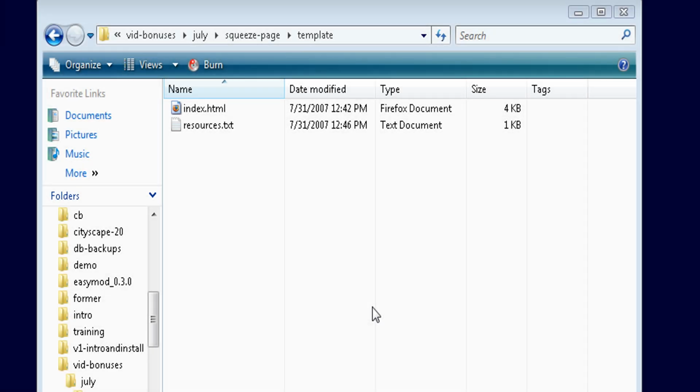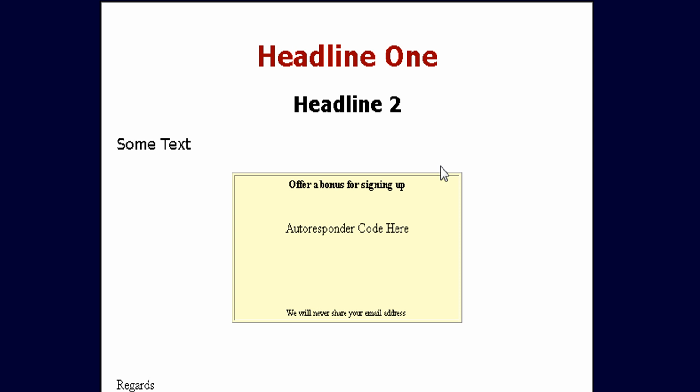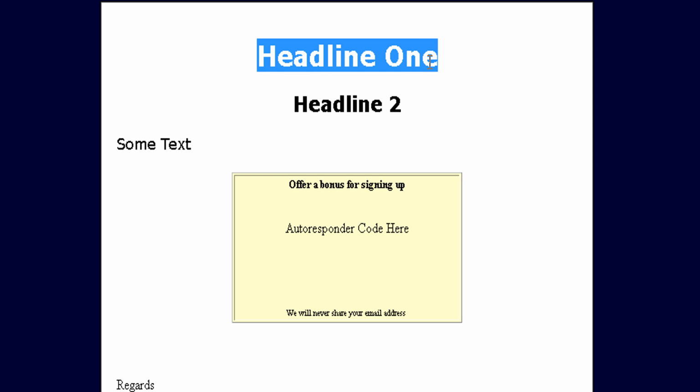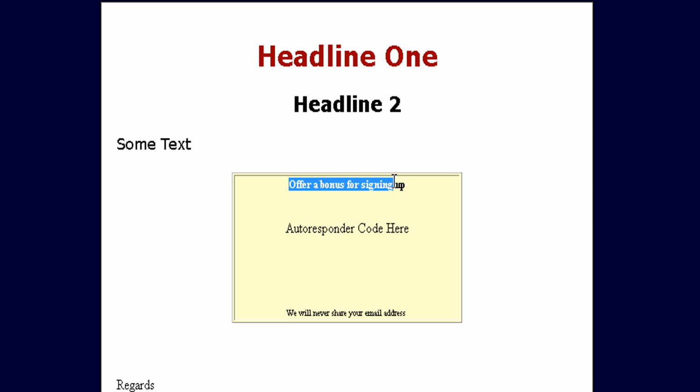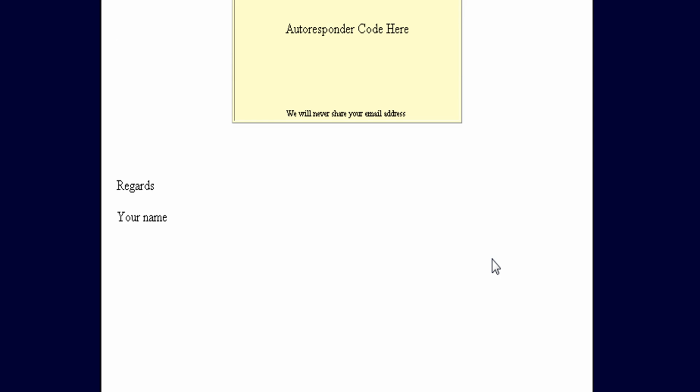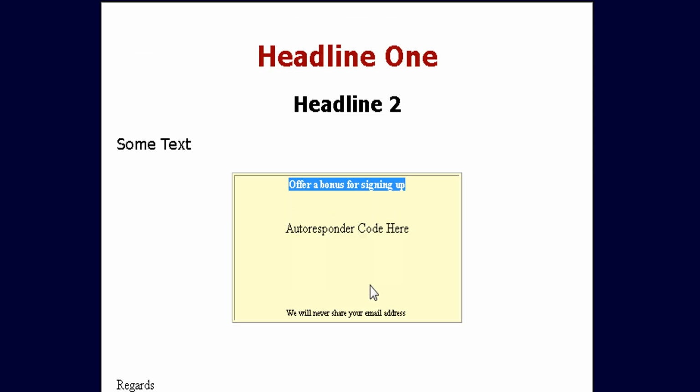To get you started, we've included a squeeze page template in the package. It looks like this. And it just has some position fillers here. This is where you put your main headline. Then you'll put a subheadline here. You will have some text here that just tells them why they should join. Have a special offer here where they will be presented with some bonus gifts. Put your autoresponder code here and your name down here. It's as simple as that.